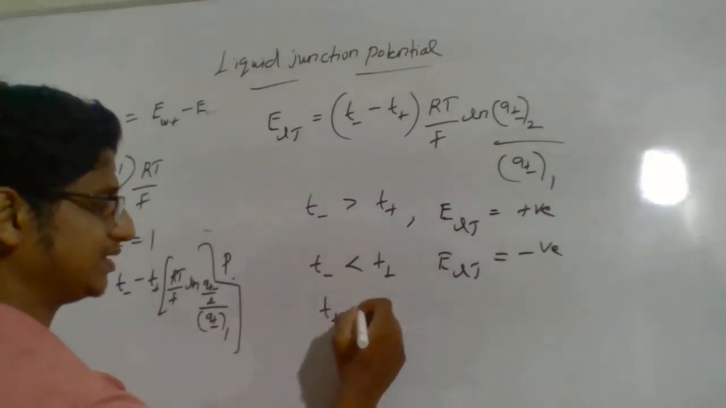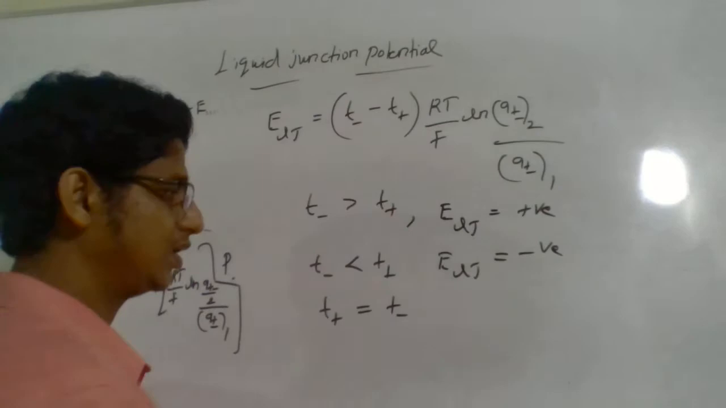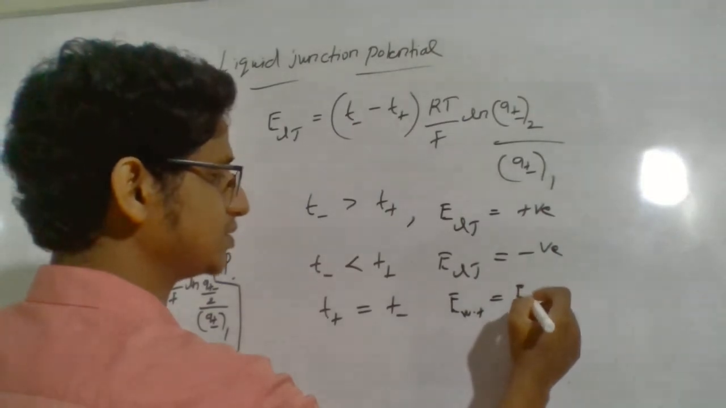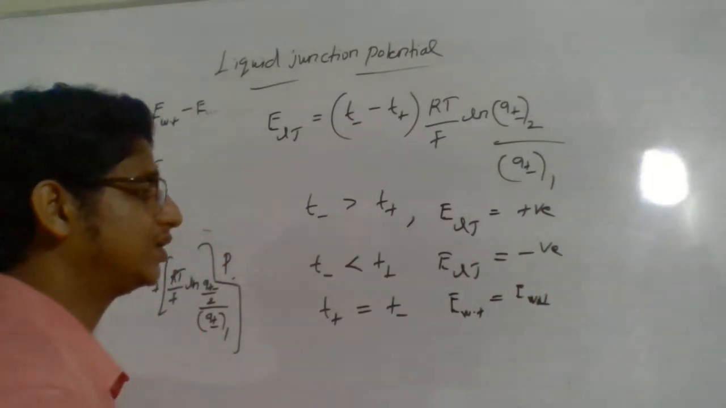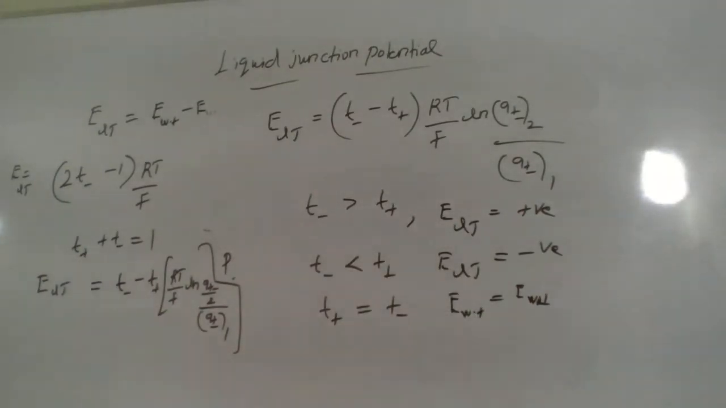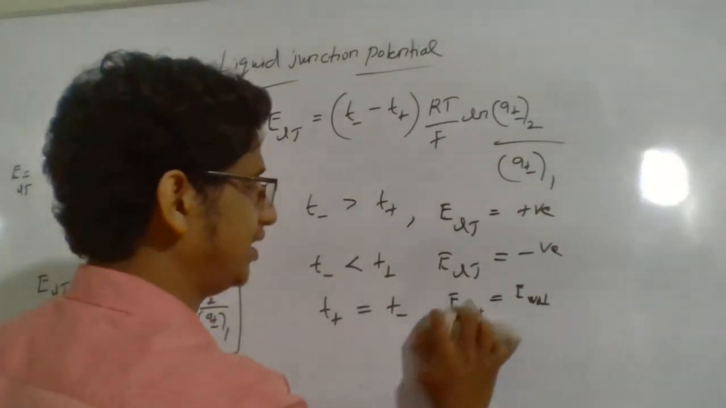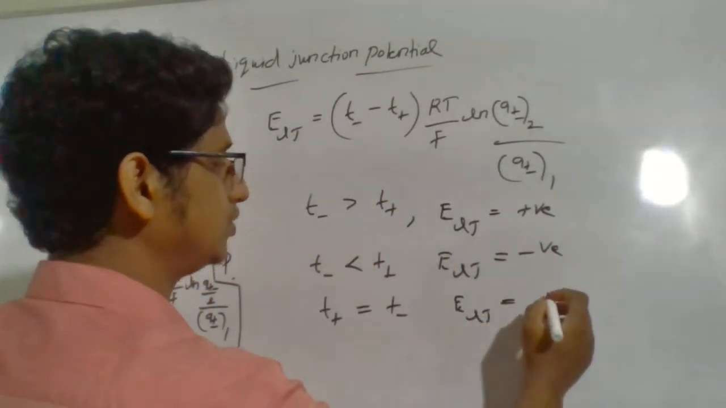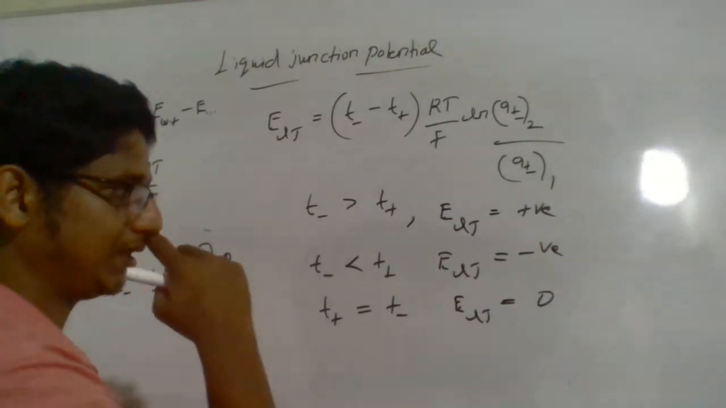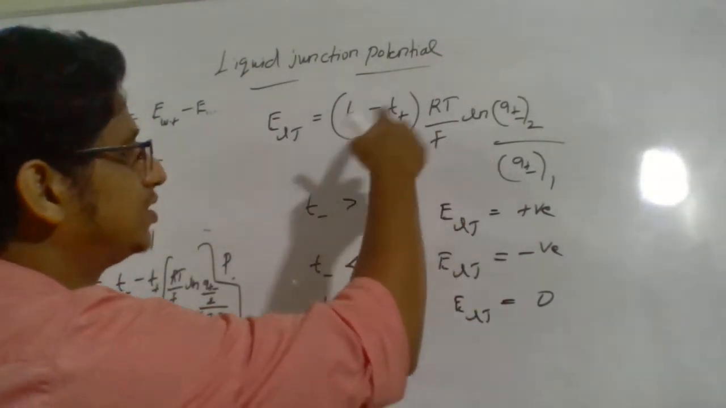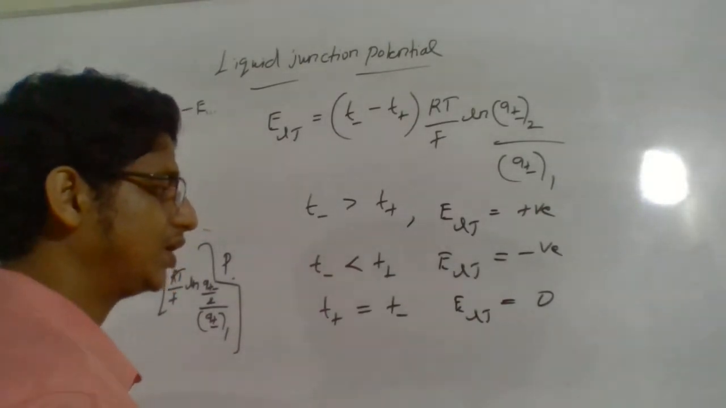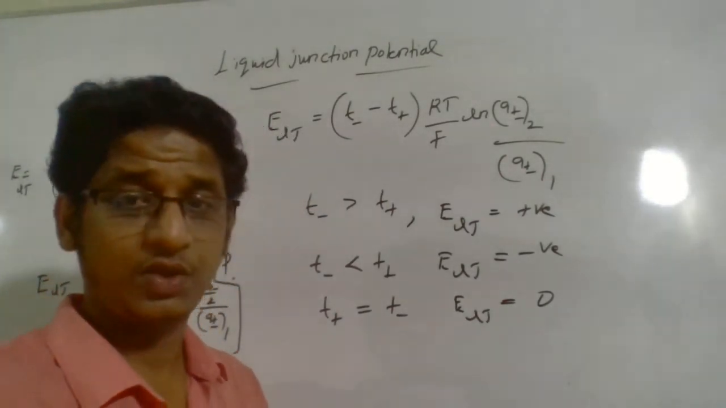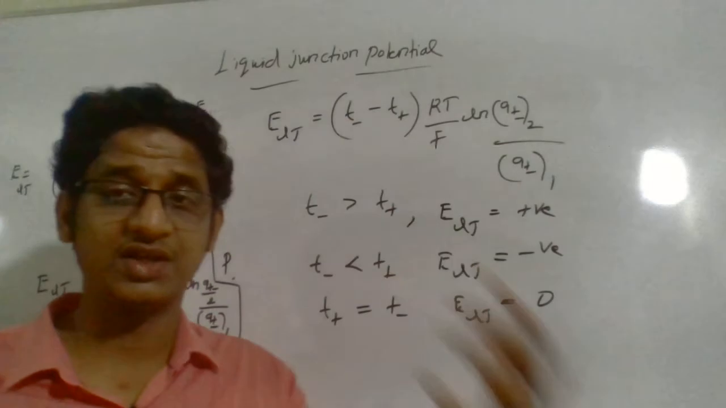Now in the case where t+ is equal to t-, you will get E with transference equal to E without transference. Right. Because in that case the liquid junction potential will be equal to 0, since t+ − t- is 0, the whole term will be cancelled. So in such cases you are getting an EMF which is the actual EMF, or there is no contribution from the liquid junction potential.